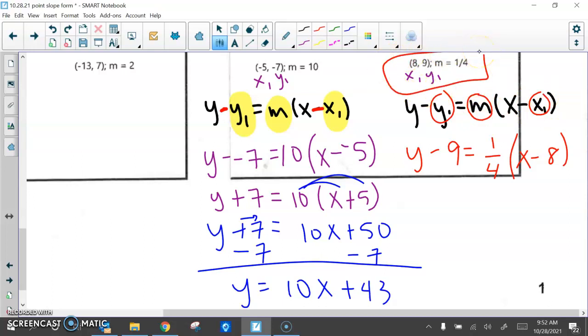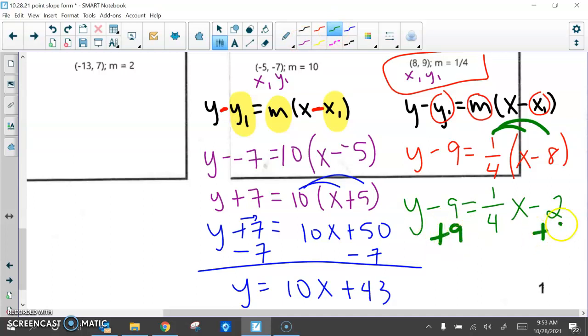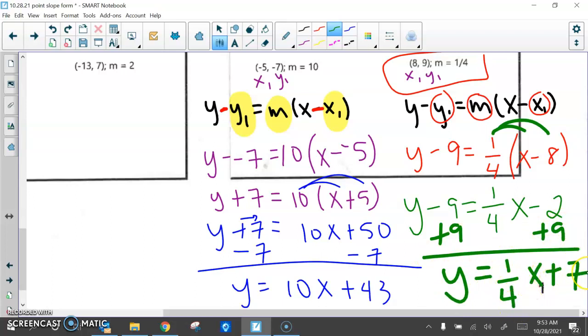So once I do that, you plug your stuff in first. Your next step is to always distribute. So you're distributing right here. So that's going to be a 1/4 x, and a 1/4 times a negative 8 should give you a negative 2. If you're not sure, use your calculator. So then your last step is to go ahead and add this 9 so you get y by itself. So your final answer is y equals 1/4 x plus 7.